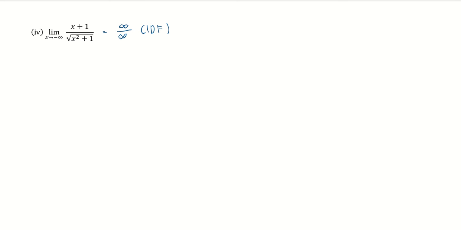We need to divide each term by the x to the highest power in the denominator. For this question, the highest power of x in the denominator is the square root of x squared. Note that the square root of x squared is not equal to x. It is equal to modulus x, or the absolute value of x. This is different from x, so we have a different value here.